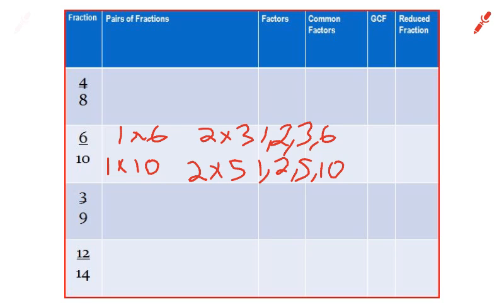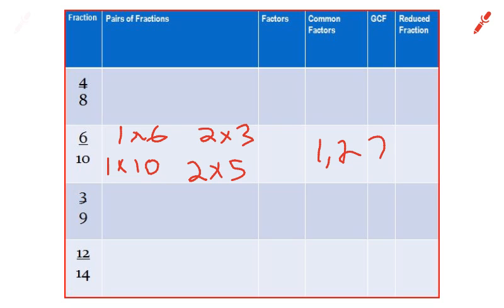Okay, and I moved into the other box, so I'll take it off the screen. But then I want to know, Ashley, what are our common factors? 1 and 2. And then out of those, easy, GCF, which means what, Bella? What does GCF mean? Greatest common factor. What is our greatest common factor?